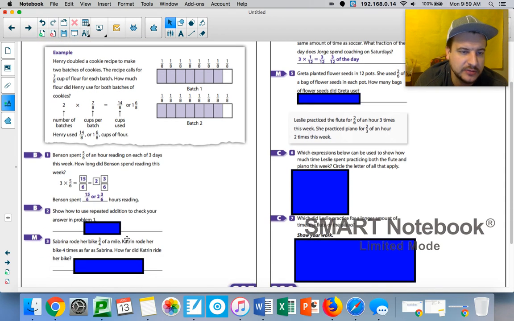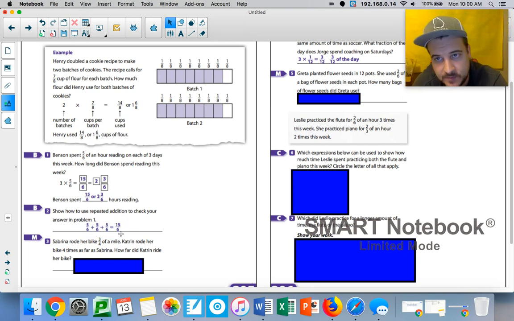Show how to use repeated addition. Check your answer to problem 1. So if I put 5/6 plus 5/6 plus 5/6, I should get 15/6. That's decomposing. That's easy.